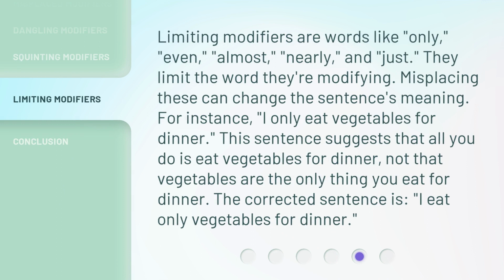Limiting modifiers are words like only, even, almost, nearly, and just. They limit the word they're modifying. Misplacing these can change the sentence's meaning. For instance, I only eat vegetables for dinner. This sentence suggests that all you do is eat vegetables for dinner, not that vegetables are the only thing you eat for dinner. The corrected sentence is, I eat only vegetables for dinner.